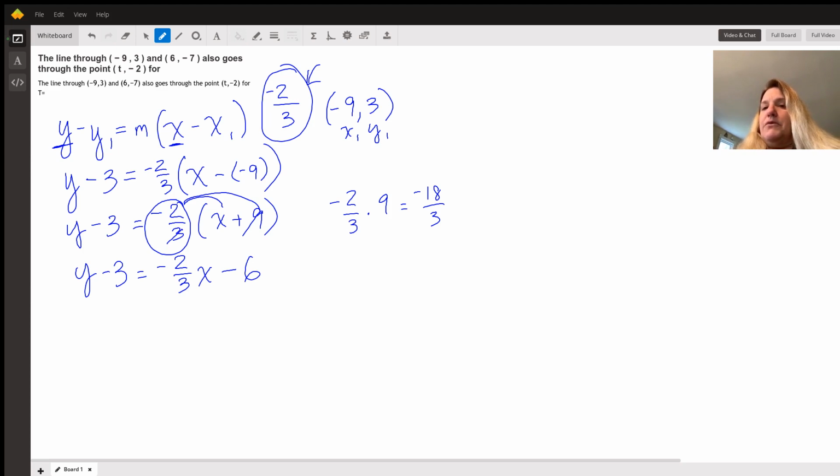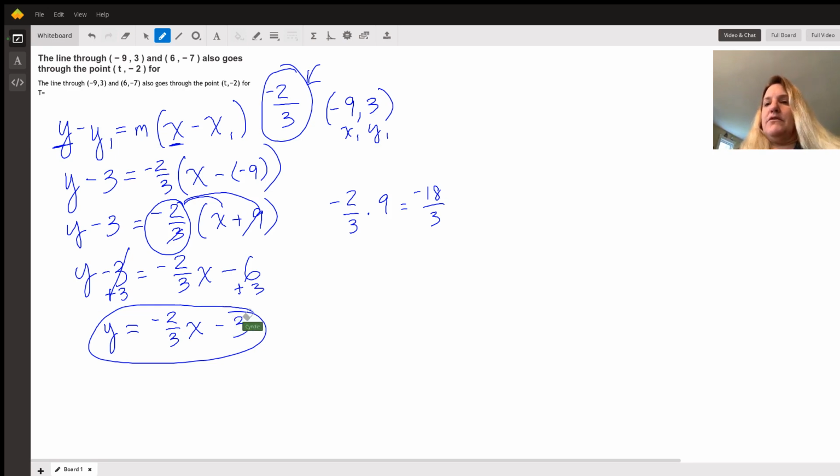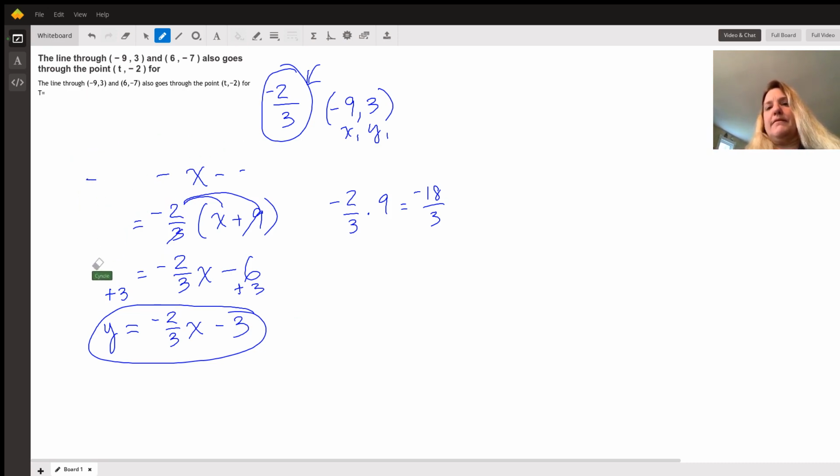So now the last thing that I'm going to want to do here is get this y by itself so that my equation is in slope-intercept form. So we're going to add 3 to both sides. And over here, my 3's will cancel out, leaving me with just y on the left side. And I have -2/3 x. And then -6 plus 3 gives me -3. So that is going to be the equation of the line that we're looking at. So we're going to erase this stuff so that we can complete the final step.